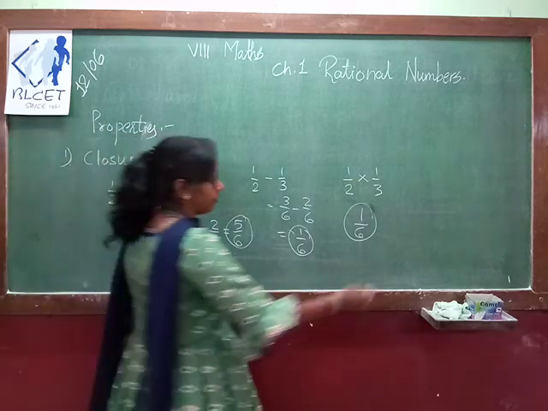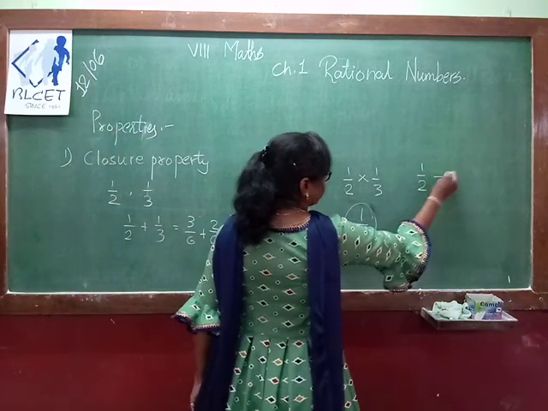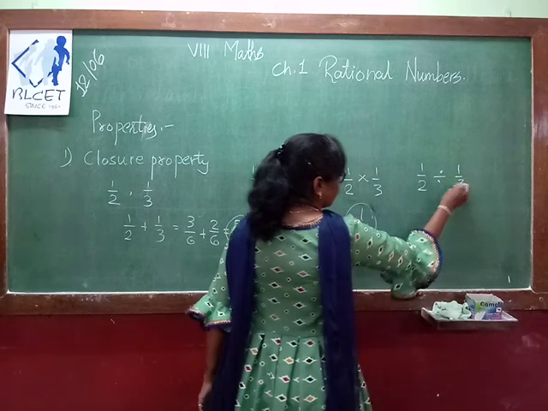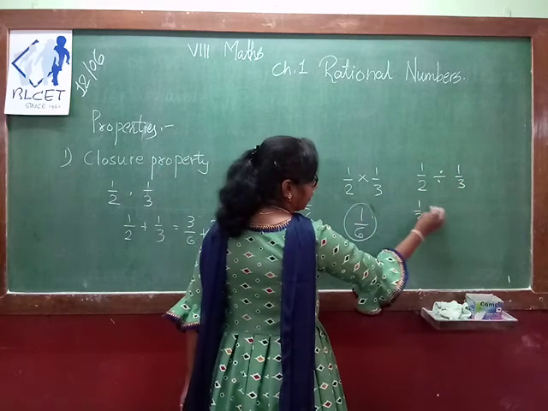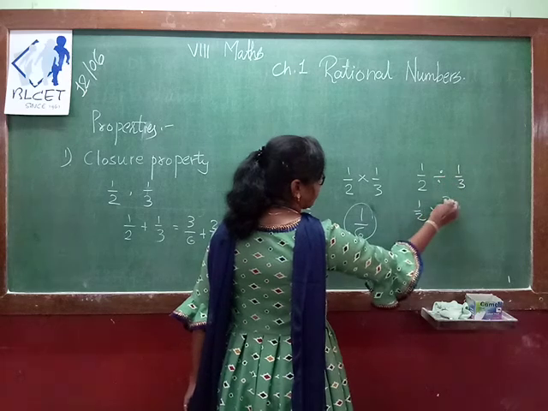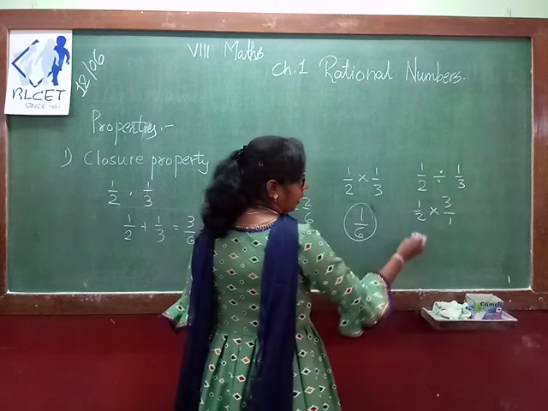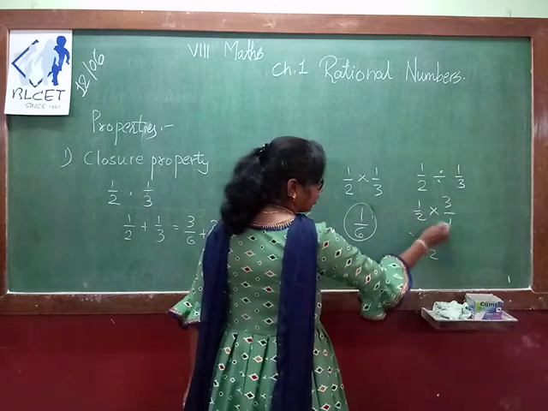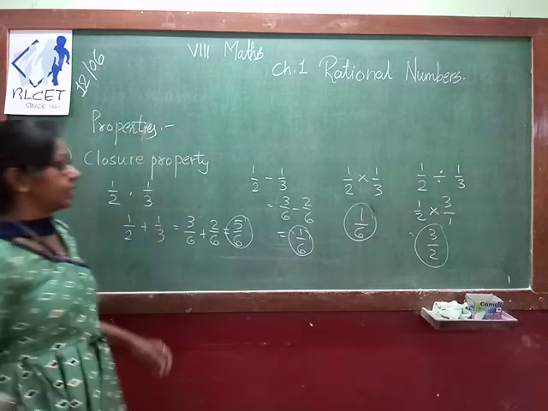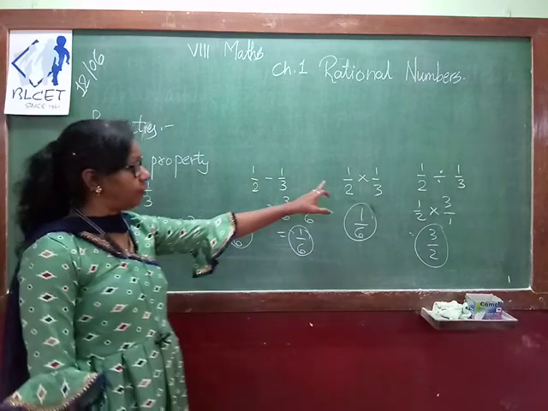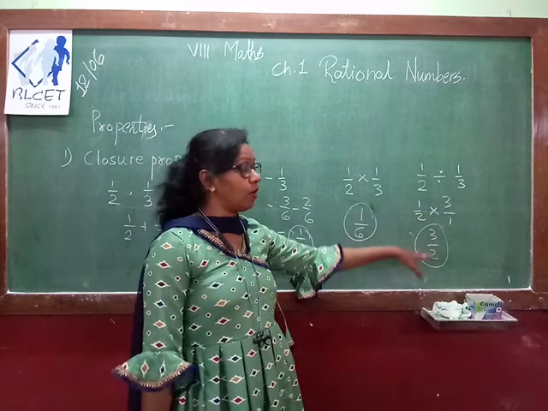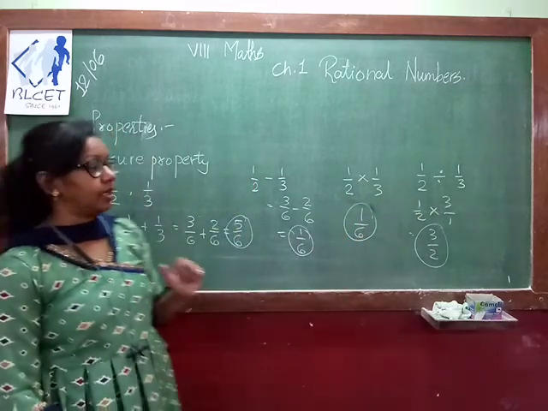For division, if you take 1 by 2 divided by 1 by 3. So how will you do the division? We have to convert this division sign into multiplication, and reverse this, that is 3 by 1. So what is the answer? 3 by 2. So what we can say? Closure property for addition, for subtraction, for multiplication and for division, it holds for the rational numbers.